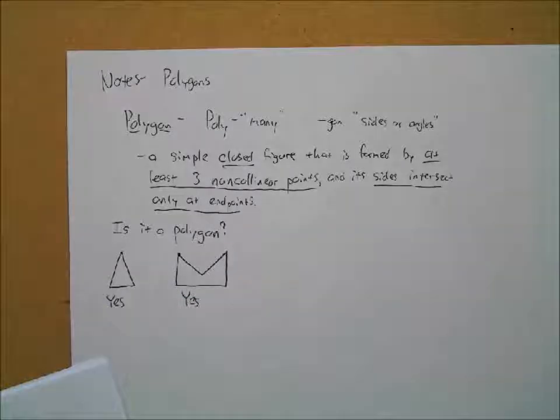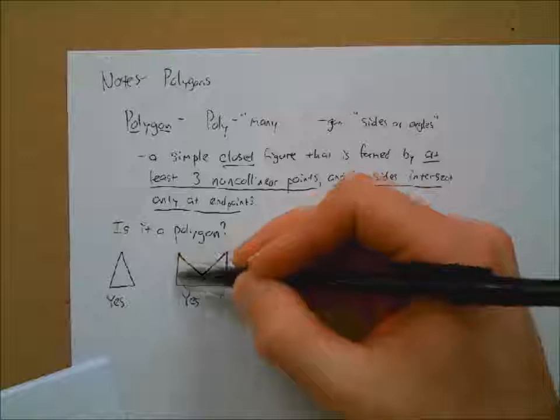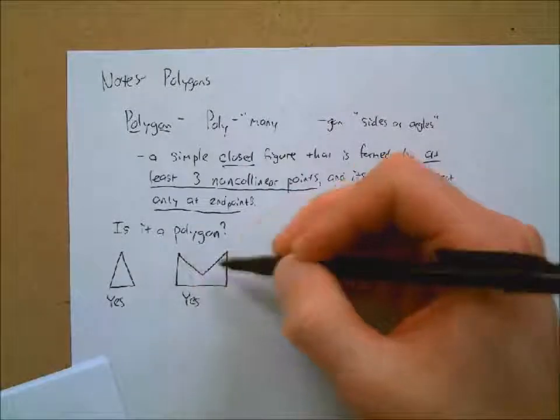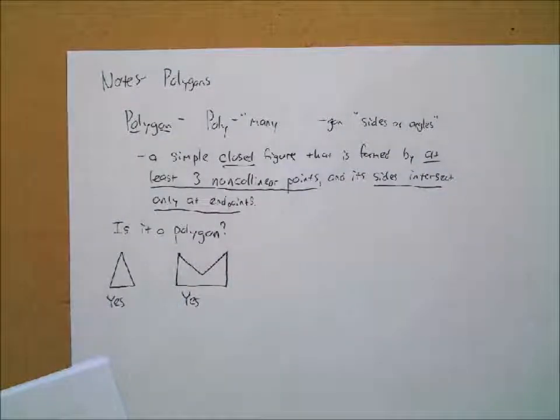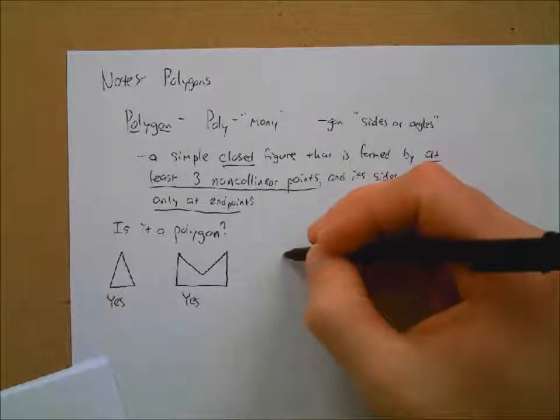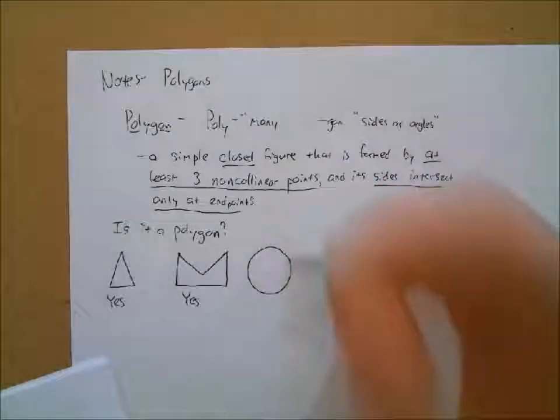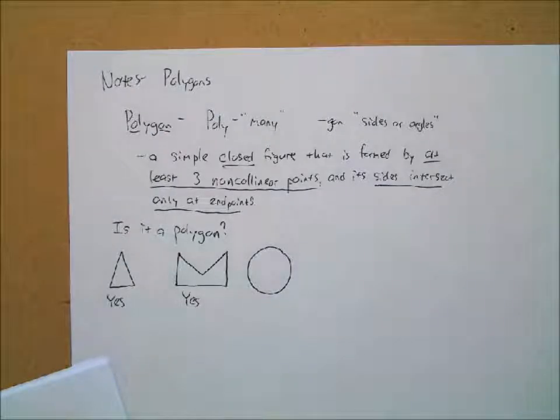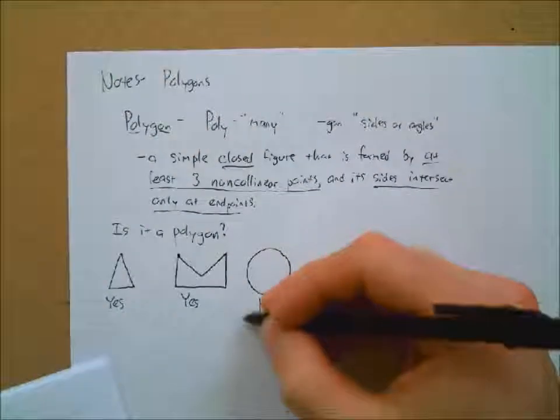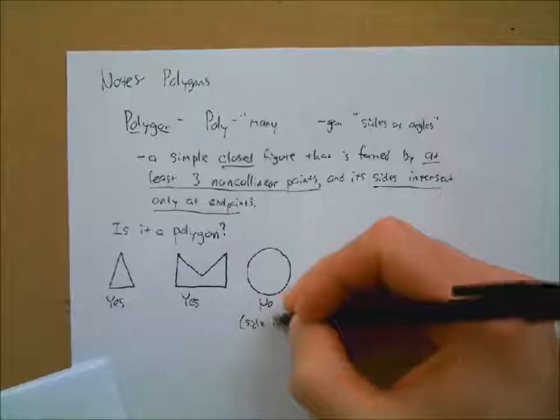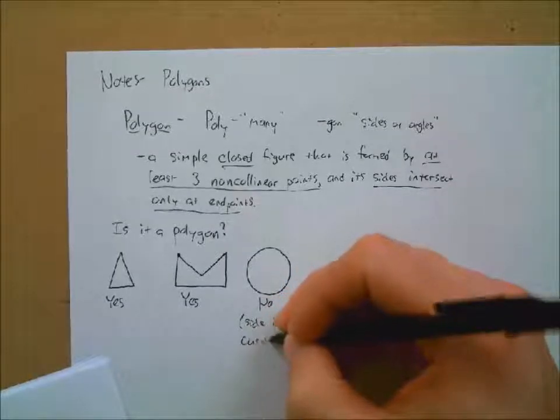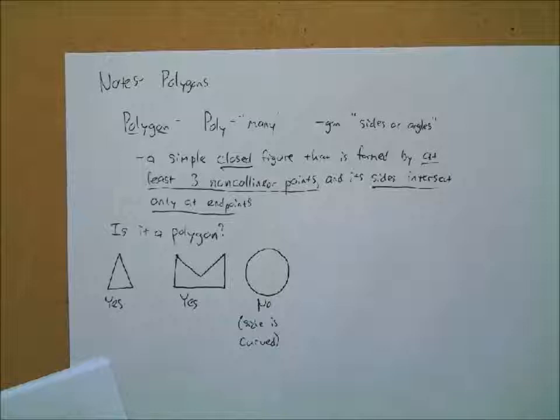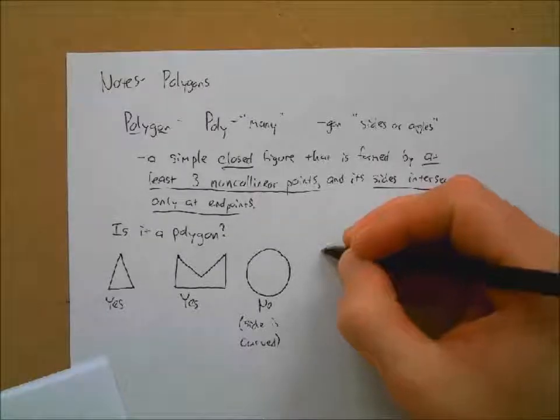And its sides intersect only at endpoints. So here's a side. It intersects at the endpoint here, side intersecting at the endpoint here, and so on and so forth. You get the idea. Is it a polygon? No. I guess there's one side for a circle, and it's curved. We don't talk about curved sides here, so no curves. A circle is not a polygon, interestingly enough, although we kind of teach it along with those, don't we?